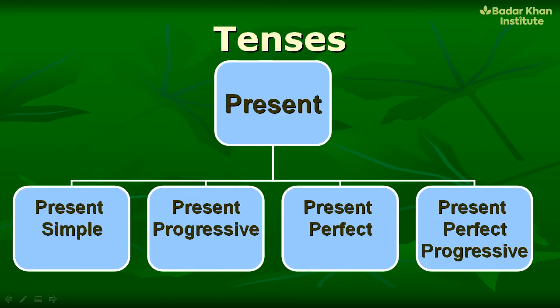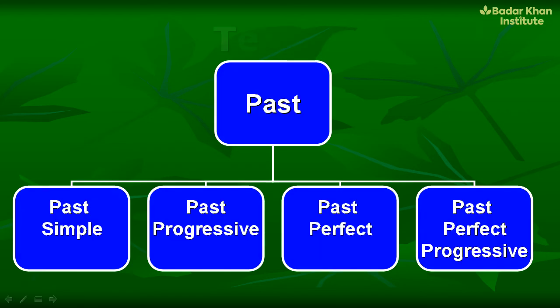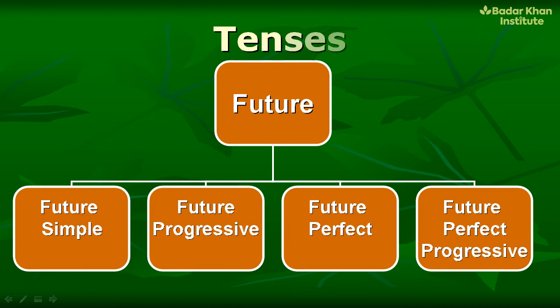And in present, we will discuss present simple, present progressive, or present continuous, present perfect progressive. In past, we'll talk about past simple, past progressive, past perfect progressive. In future, we will talk about future simple, future progressive, future perfect progressive.